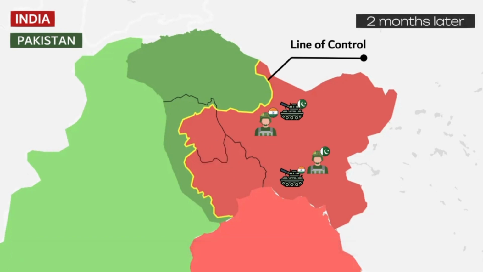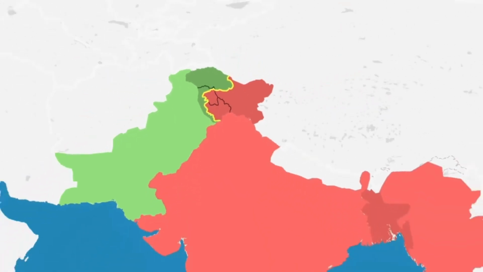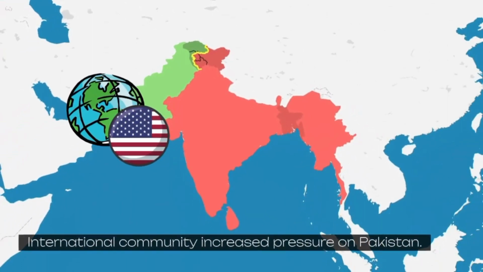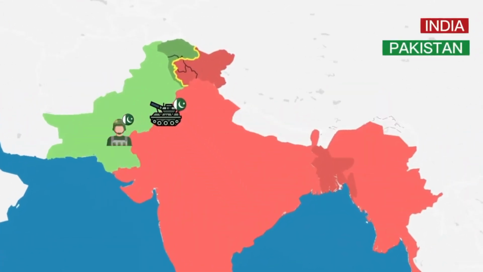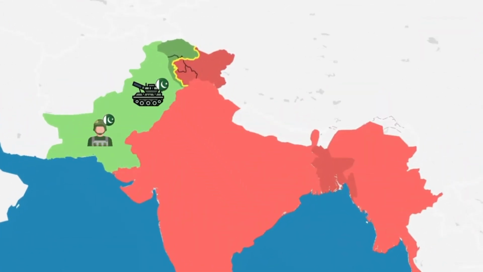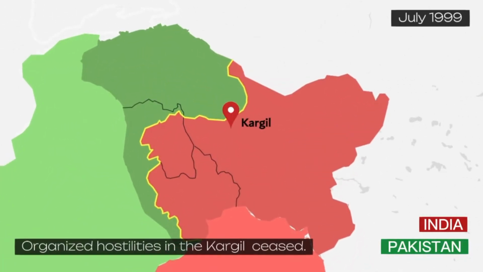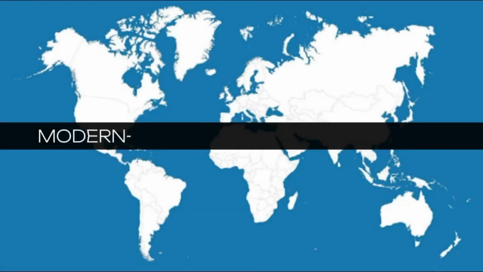Two months after the conflict began, the Indian Army gradually recaptured most of the ridges that had been encroached upon by the intruders. Fearing a large-scale escalation of military conflict, the international community, led by the United States, increased diplomatic pressure on Pakistan to withdraw its forces from the remaining Indian territory. By the end of July 1999, the organized hostilities in the Kargil district had ceased. The war was a major military defeat for the Pakistani army, with more than 4,000 Pakistani soldiers killed.